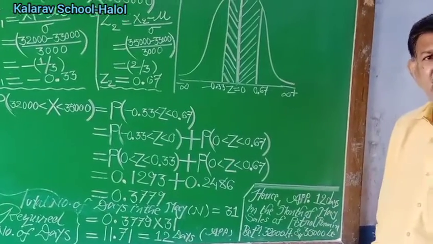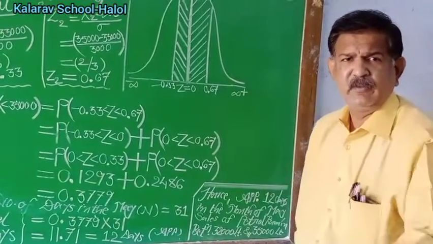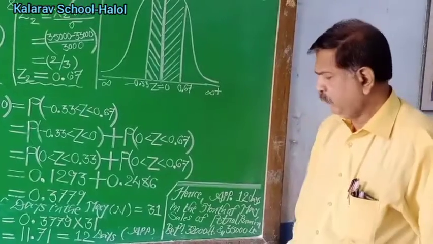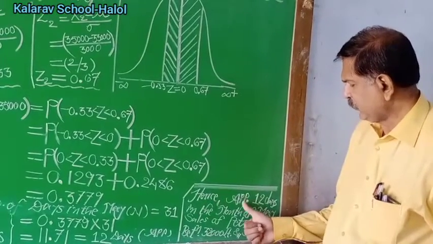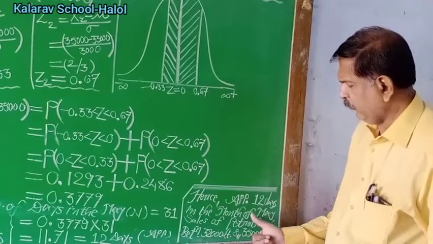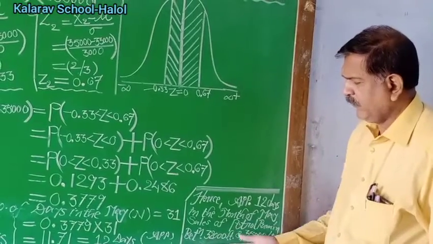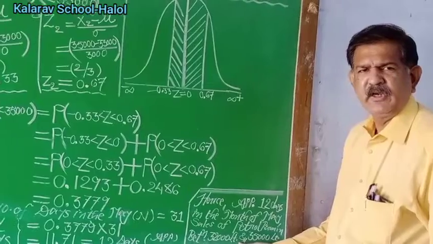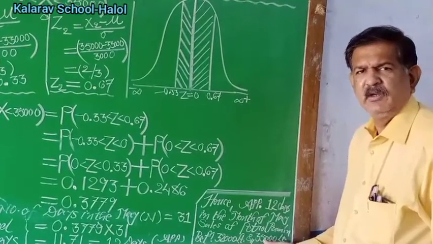Therefore, we can write final interpretation of the answer. Answer number 2. Hence, approximately 12 days. Approximately 12 number of the days in the month of May, sales of the petrol will remain between 32,000 liter and 35,000 liter.